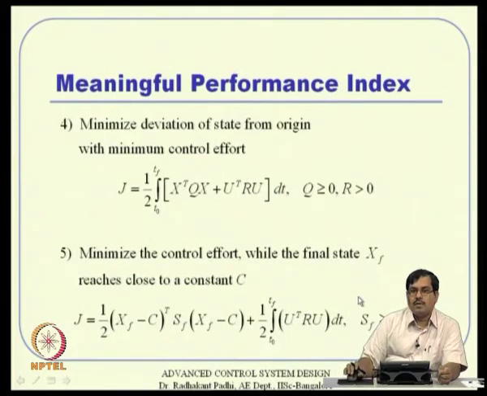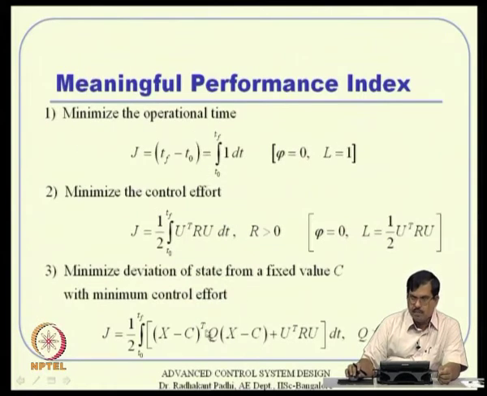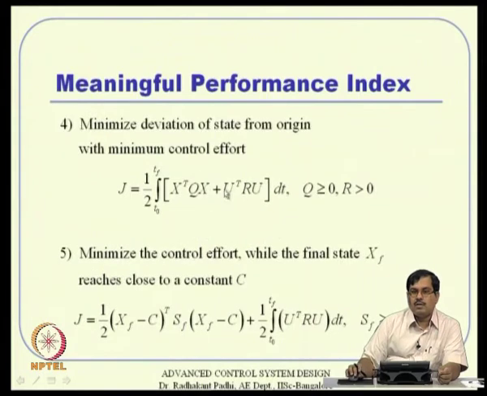Now, another one: suppose you want to minimize the deviation of state from the origin with minimum control effort, a special case of this, and this is essentially the regulator problem. Later we will see that the linear quadratic regulator typically assumes such a cost function, and here also again phi is 0 and L is this entire thing including half actually. That is that kind of a thing.